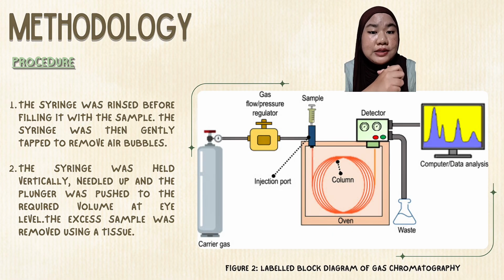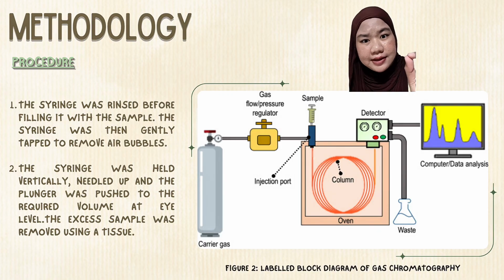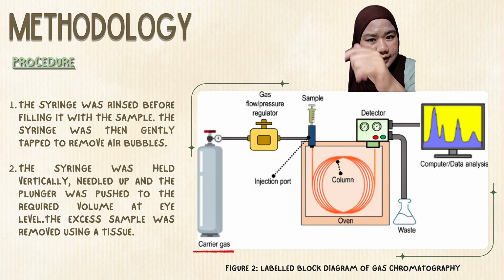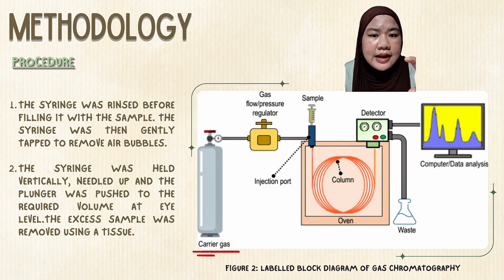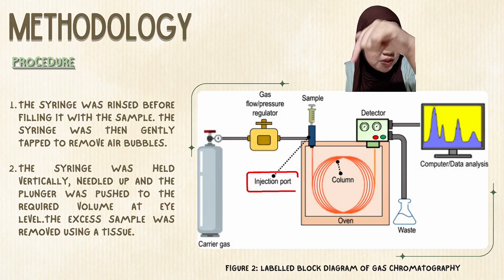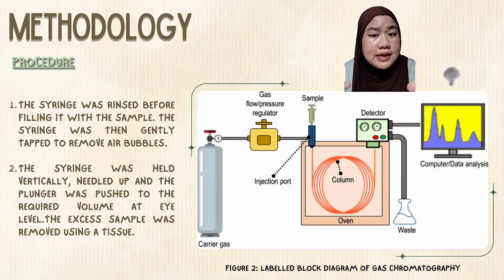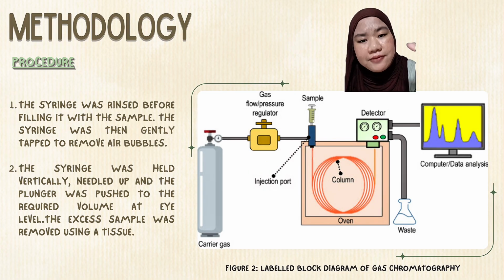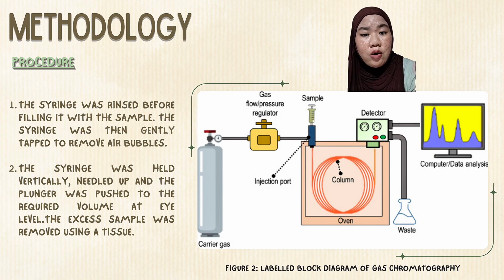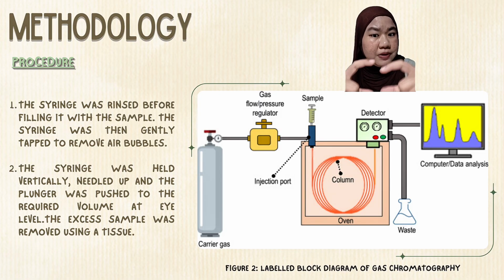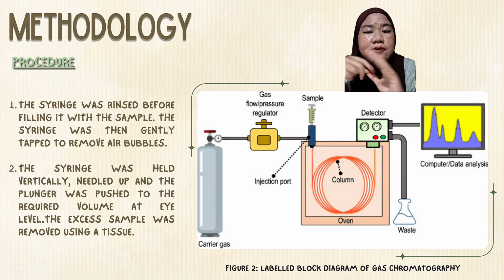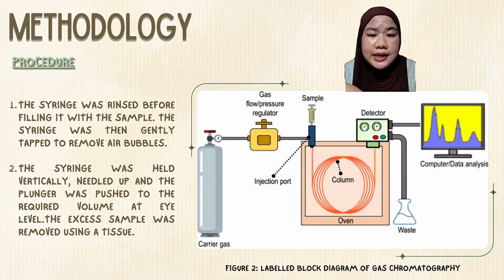Now, let's look at how the gas chromatography system works as a whole. First, we have the carrier gas such as helium or nitrogen, and this gas acts as the mobile phase and carries the sample through the system. The sample is injected into the injection port where it is instantly vaporized due to high temperature. After that, the vaporized sample enters the column, which is placed inside an oven, and inside the column, separation happens.